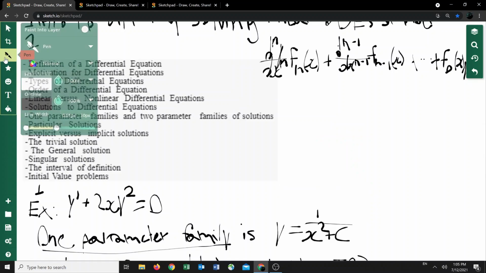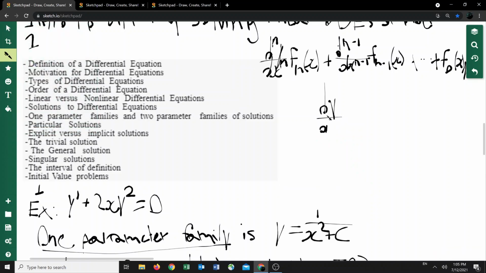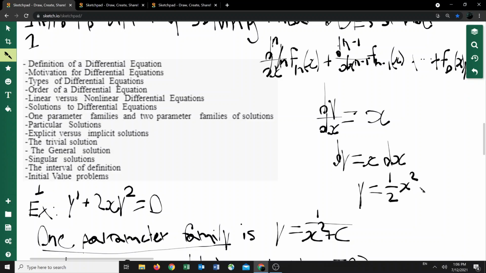So if we have this very simple differential equation, dy/dx equals, let's say x, well, you would do this in calculus too, but to solve this, we would just have dy equals x dx. This is called a separable differential equation because we can separate out functions of y and functions of x. So what you do here is you integrate both sides. And when we integrate both sides, you have y equals 1/2 x squared plus c, this constant of integration.